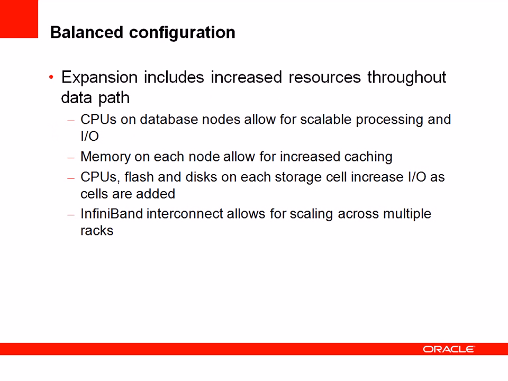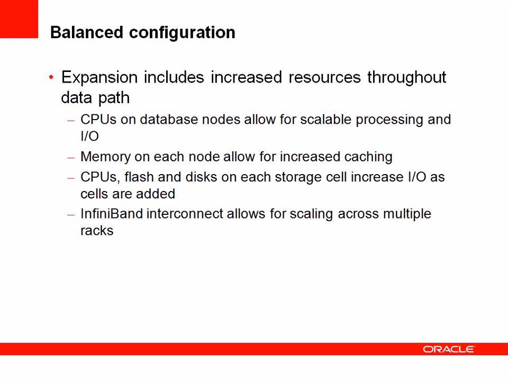In a full rack, let's say X22, a full rack will have 8 nodes for database servers, 2 processors per node, and 14 cells. And a half rack will have 4 nodes and 7 cells, and so on and so forth. So as we increase the I/O bandwidth from the storage cells, we increase the database servers to take advantage of that. There's also memory on each node to allow for increased caching, and each storage cell has CPUs, flash, and disks.